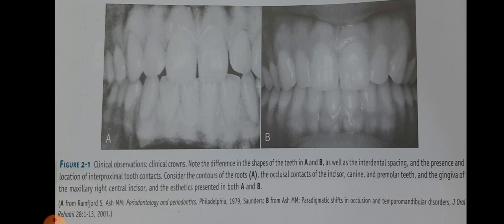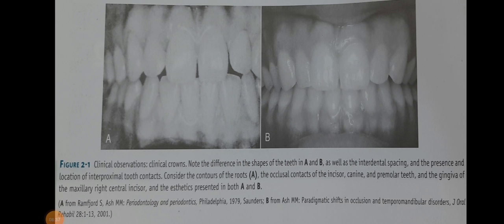The form of every tooth is related to its position and angulation in the dental arch, its contact relations with the teeth in the opposing arch, its proximal contacts with adjacent teeth, and its relationships to the periodontium. An appreciation for the aesthetics of a tooth form and coloration is a requirement for the successful practitioner.